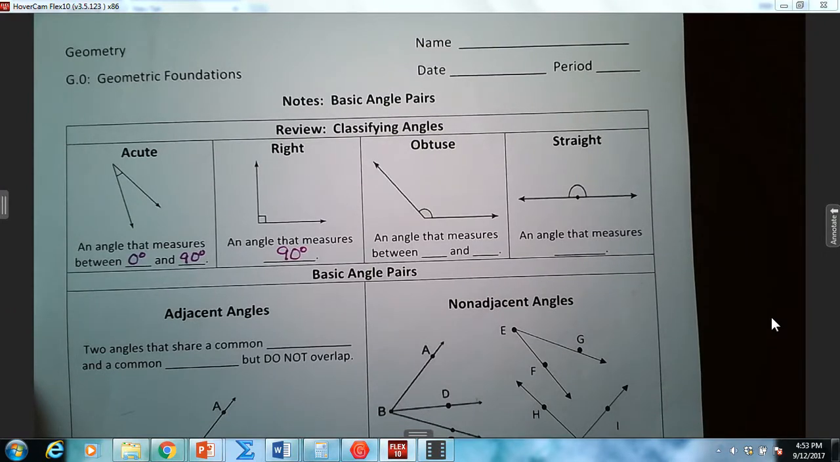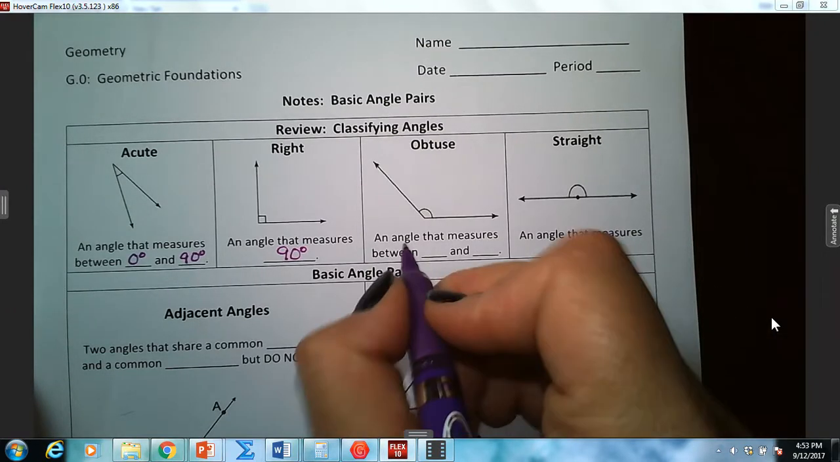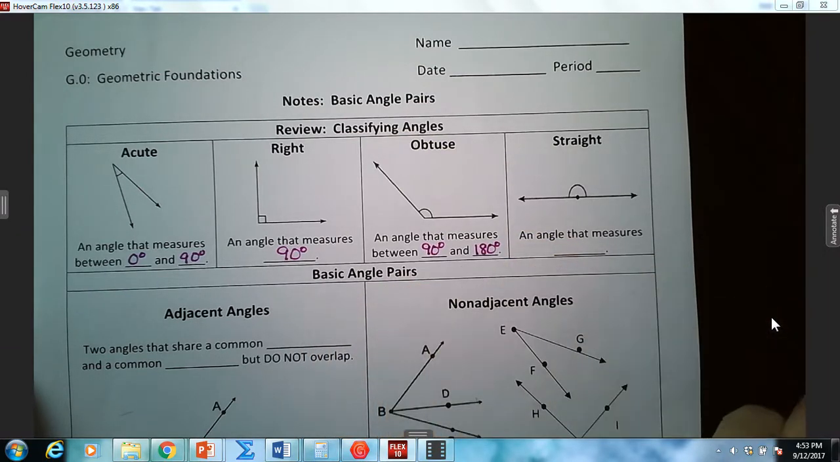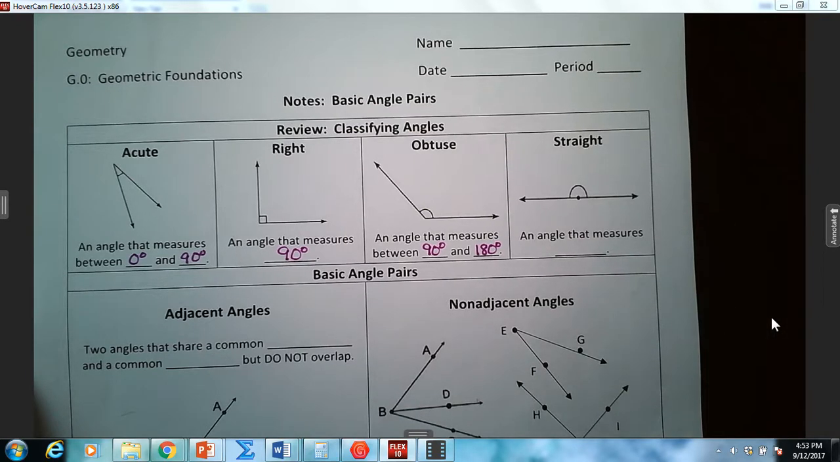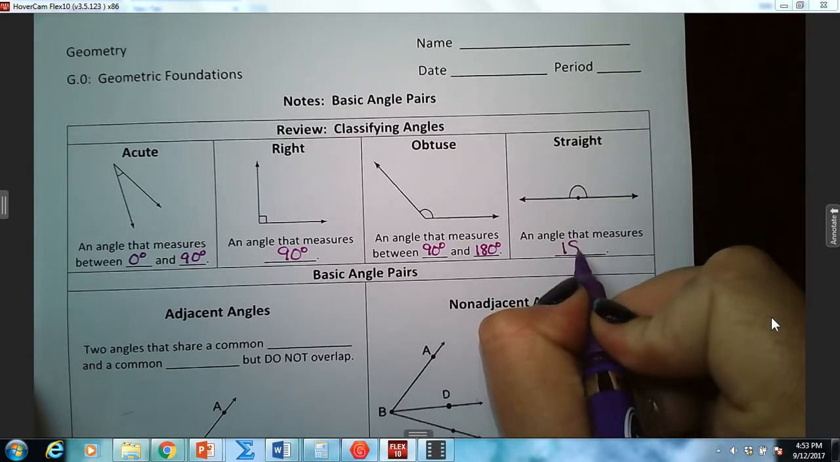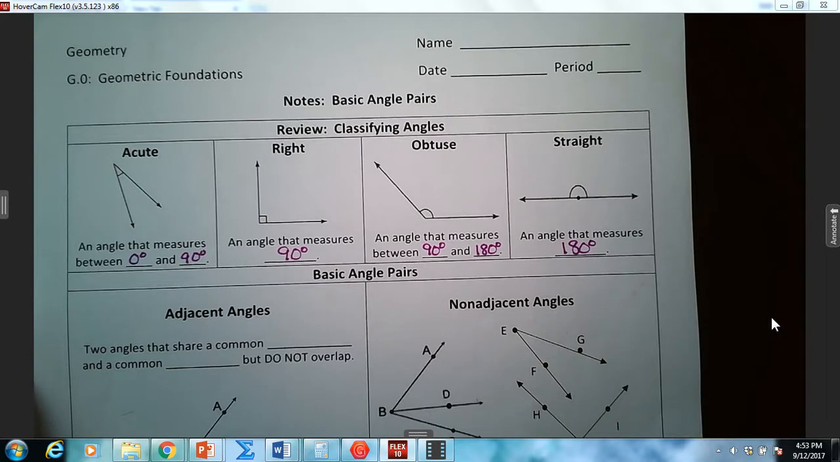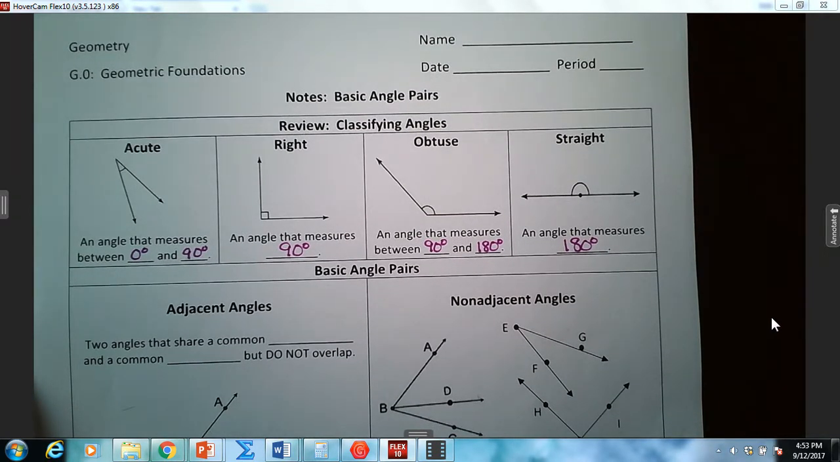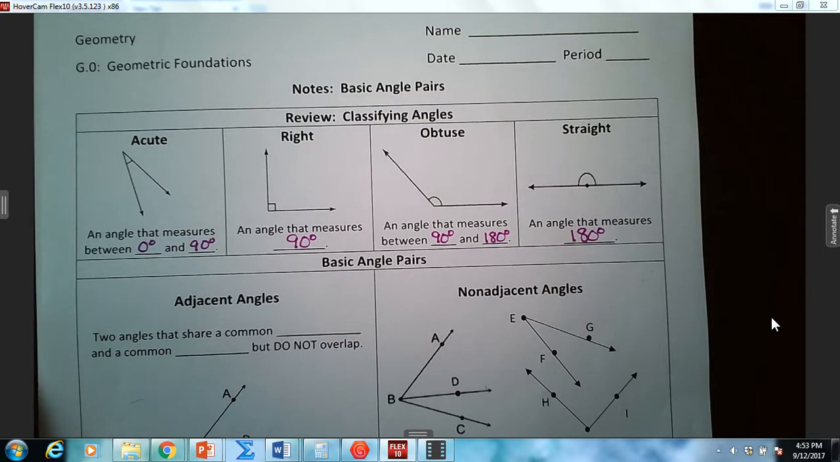An obtuse angle is an angle that measures anywhere between 90 degrees and 180 degrees. So that's a nice wide angle. And then maybe you've never heard of a straight angle before. A straight angle is an angle that measures exactly 180 degrees. So maybe that's something you already knew. Hopefully that was just a quick review. Those are just some words that we'll use to be classifying angles to make our vocabulary a little stronger.